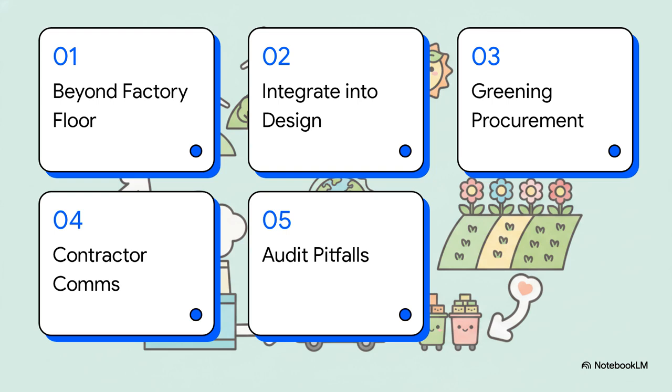So here's our roadmap for this explainer. We'll start by looking beyond the factory floor, then we'll get into integrating the environment into your design phase, greening your procurement and supply, communicating with contractors, and finally, how to avoid those common audit pitfalls. Basically, we're rippling outward from the absolute core of your organization to the furthest edges of your supply chain.